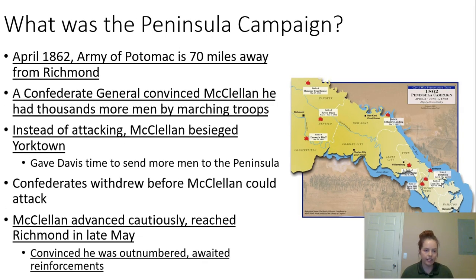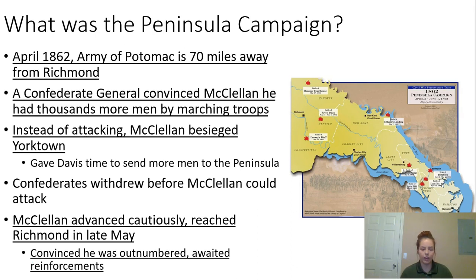A couple months later, in 1862, McClellan's army is 70 miles away from Richmond, so they're slowly but surely getting closer to the capital. A Confederate general is able to convince McClellan that he has 1,000 more troops than he actually does by just continuously marching his troops around and around. And so McClellan sees this, he freaks out, and he decides to not attack, but besiege the town of Yorktown instead.